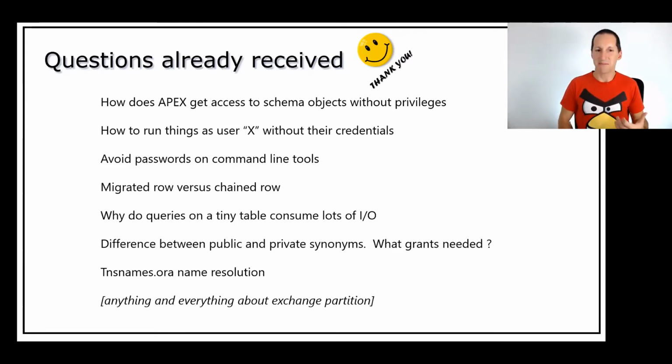How does Apex get access to the schema objects without obviously doing grants? Normally as a DBA, if someone wants to see something in the schema X, you have to do a grant, but in Apex you say this workspace sets this schema, and it just seems to happen automatically. What goes on behind the scenes?